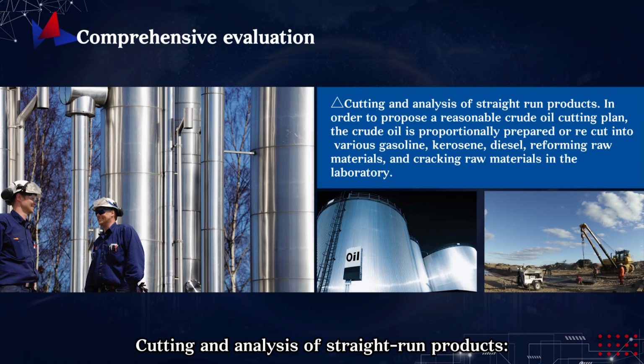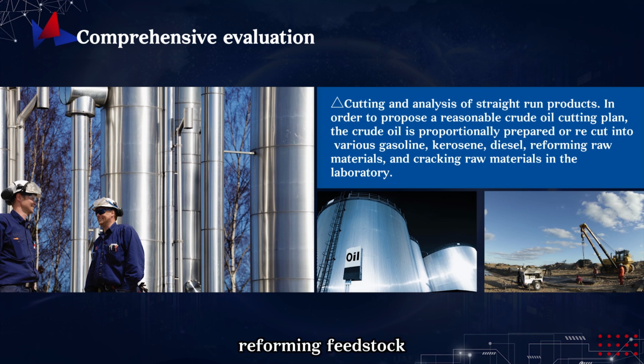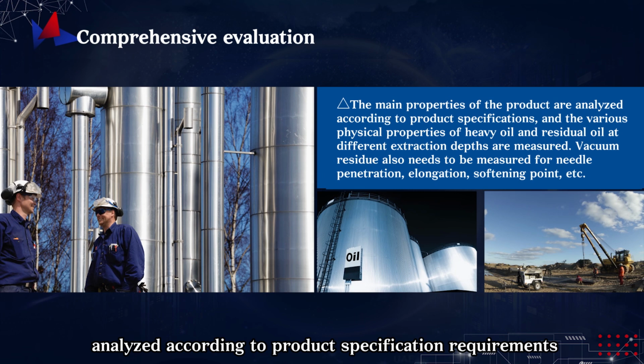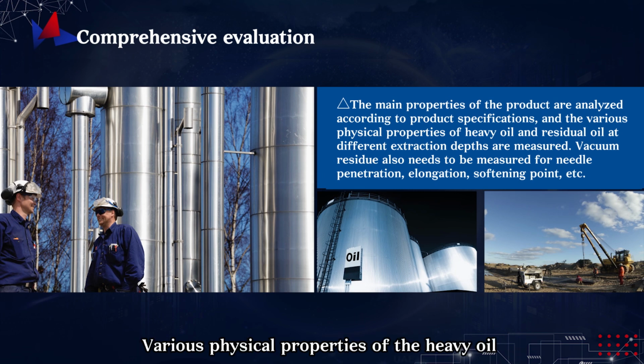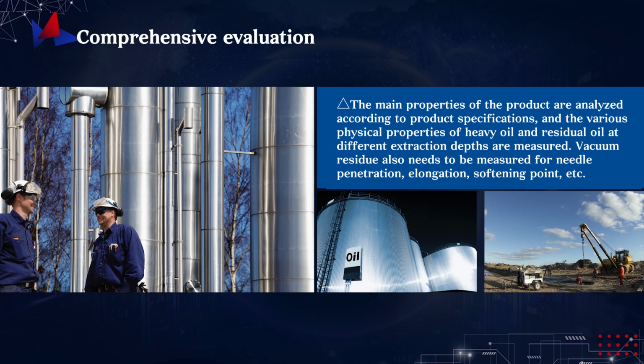Cutting and analysis of straight-run products. To rationally propose a crude oil cutting scheme, the crude oil is proportionally blended or recut in the laboratory into various fractions like gasoline, kerosene, diesel, reforming feedstock, and cracking feedstock, etc. The main properties of the products are analyzed according to product specification requirements. Various physical properties of the heavy oil and residue at different extraction depths are measured. For vacuum residue, penetration, ductility, softening point, etc. also need to be determined.